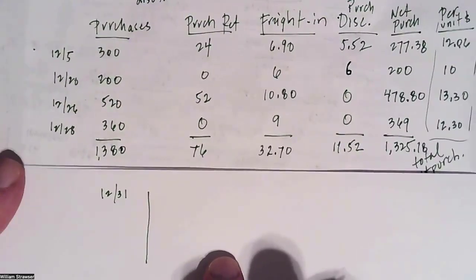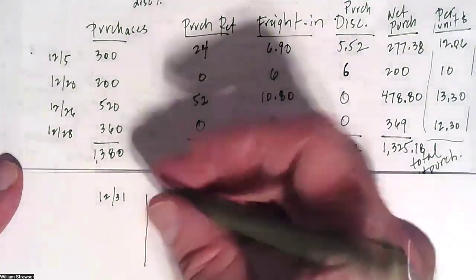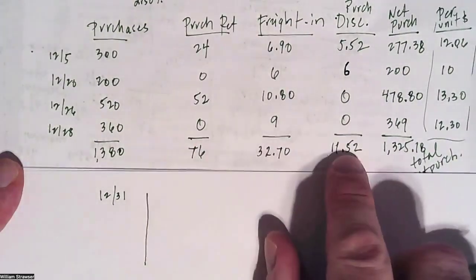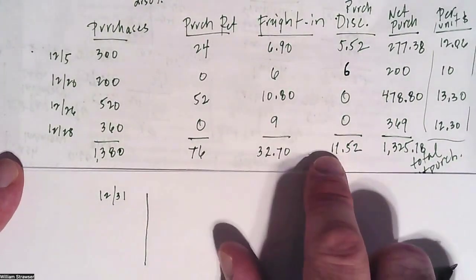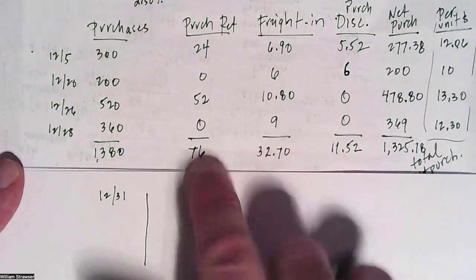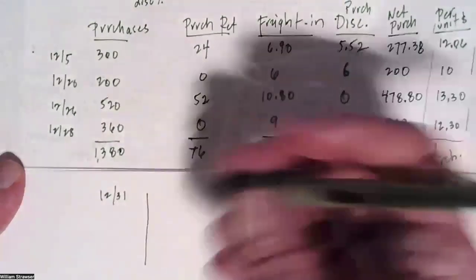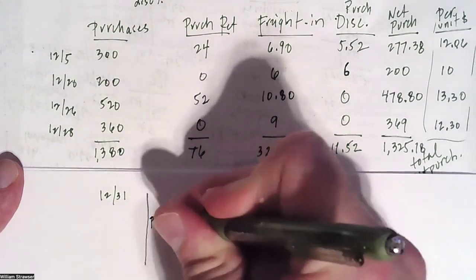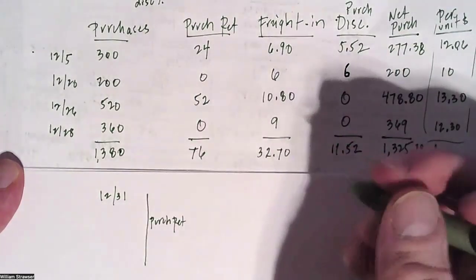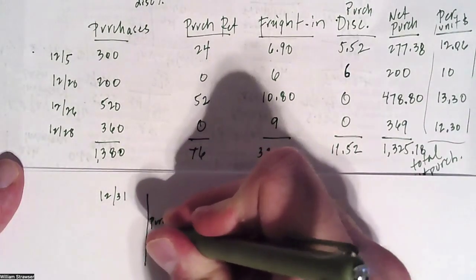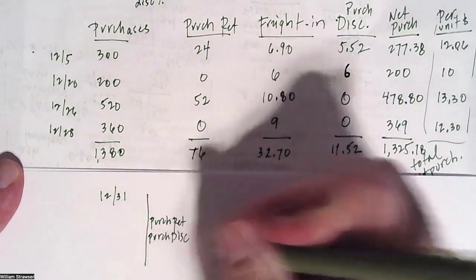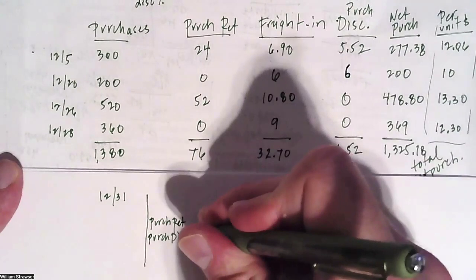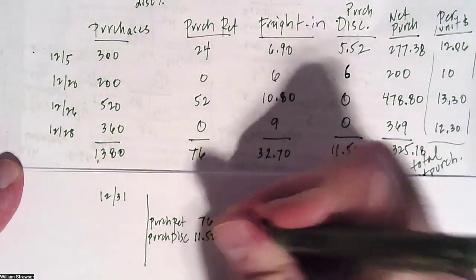I start this entry really with these four accounts. I'm going to debit my contra accounts because they have credit balances. They're contra assets, so they have the opposite balance of assets. They have credit balances. To get rid of them, because that's what I'm doing, I'm setting them to zero. To get rid of them, I'm closing them with a debit: purchase returns, purchase discounts. Debit purchase returns by 76, debit discounts by 1152.